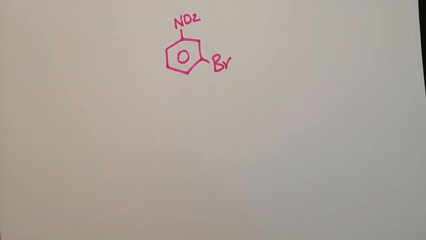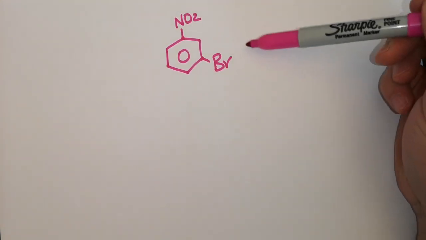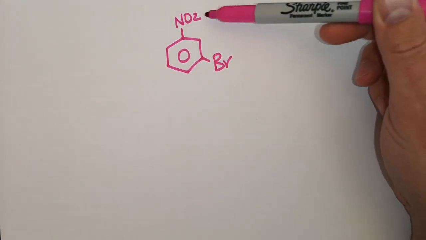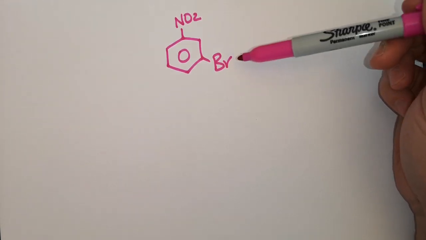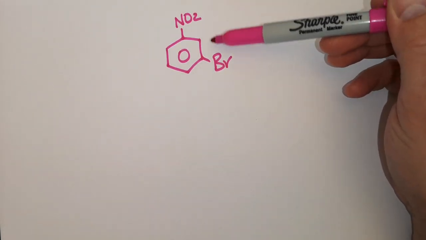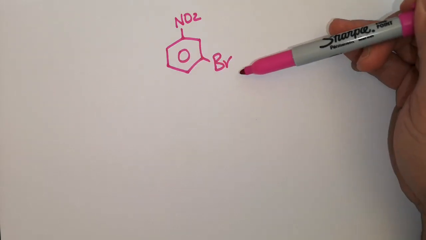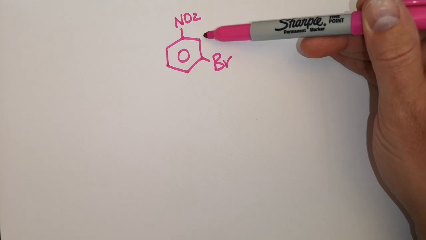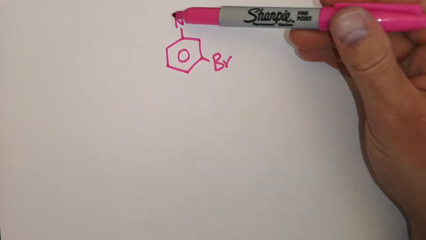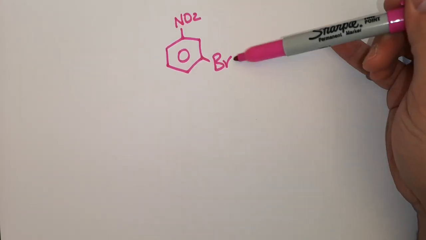Okay, so again, we're thinking about what is the directing group here that is added first. We know that the nitro group is a 3 director, so that's to this position or this position. We now know that halogens, this bromine, is a 2,4 director, so that's to this position, or this position. In this case, the nitro was added first before the bromine.